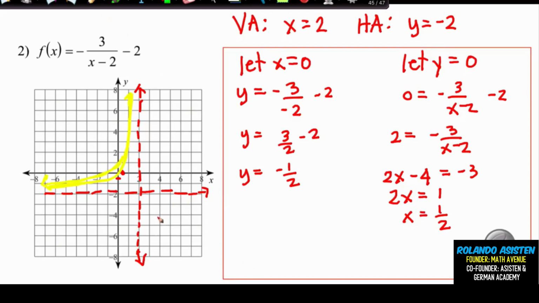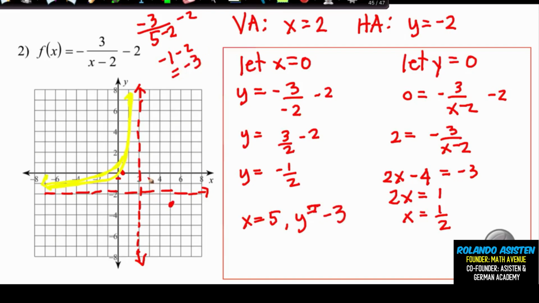Now for here, we can just select any arbitrary point. So let's select 5. At x equals 5, what is y equal to? So you'll have negative 3 over 5 minus 2, minus 2. 5 minus 2 is 3, negative 3 over 3 is negative 1, so you get negative 1 minus 2 equals negative 3. So you have 5 and negative 3.